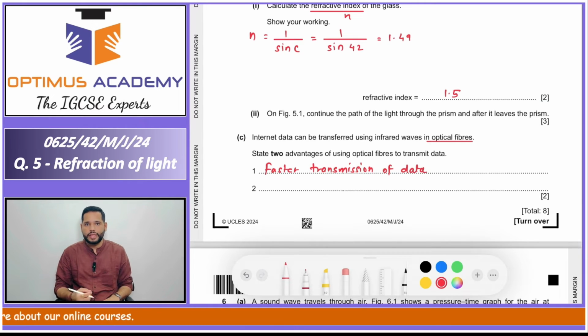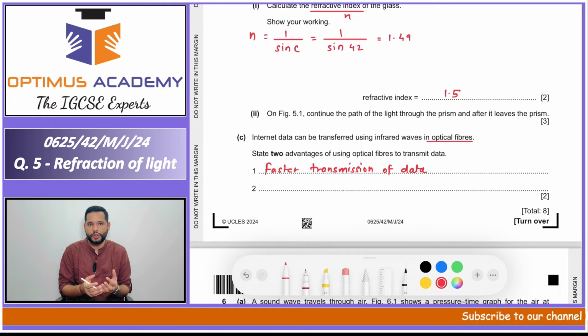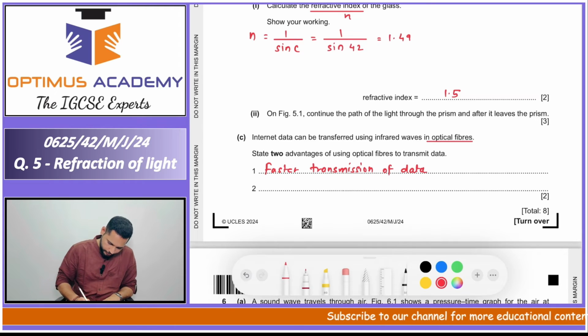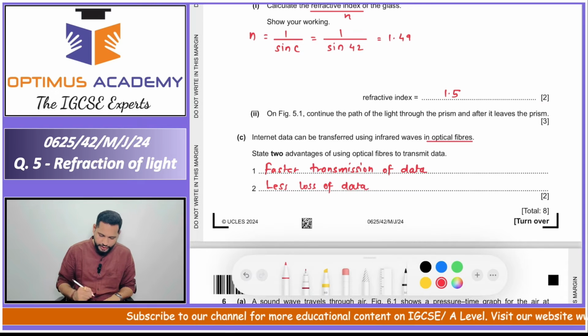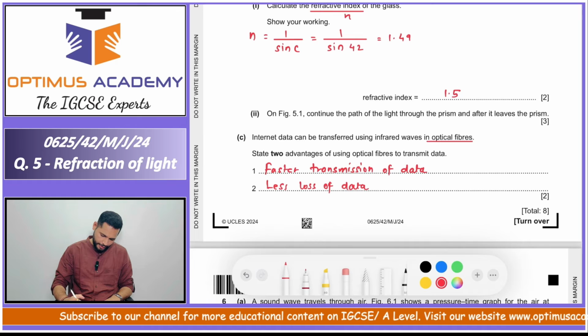And second would be, since optical fiber uses the principle of total internal reflection, here the data signals will be saved, and the data loss can be avoided. So we can write less loss of data when they are passing through the optical fiber.